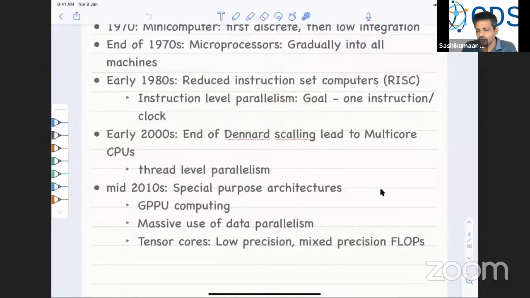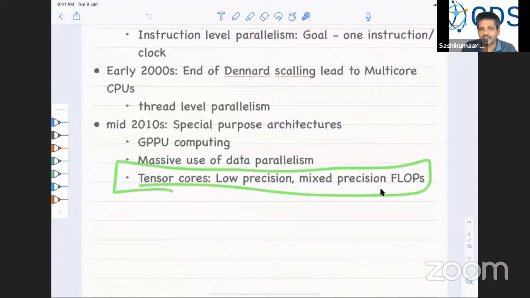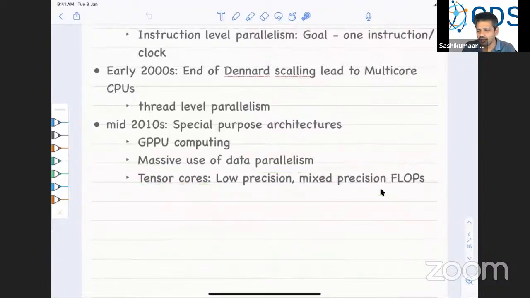So one should know about this, there is no other option. You have to do a lot of computations with GPUs nowadays, especially people working in data science. And this is another concept: we will be seeing what data parallelism is, its different types and so on. Also, this is the current trend: using low precision and mixed precision floating point operations to accelerate the speed.